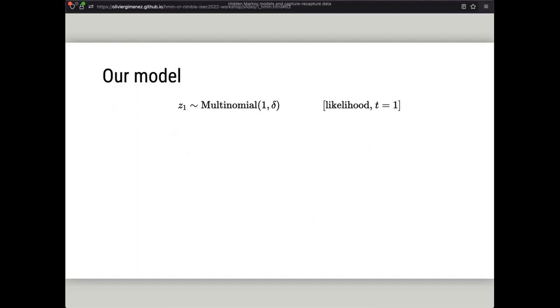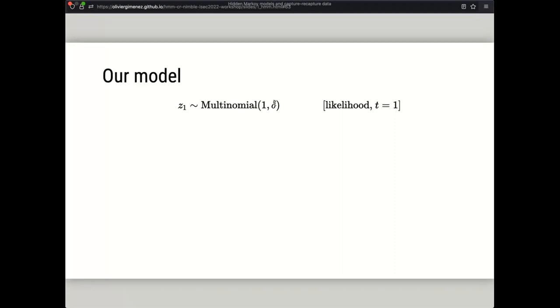Let's summarize the model we have. The initial state is multinomial with one trial. You just throw a coin, and you have some probability to be alive or to be dead. In that case, for initial states, it's delta. In our case, delta is just one and zero, so it's easy: you throw a coin with probability one to be on one face and zero on the other. So there is no stochasticity, but let's write it this way because afterwards we'll need the delta and the probabilities won't be ones or zeros. There will be parameters to be estimated.